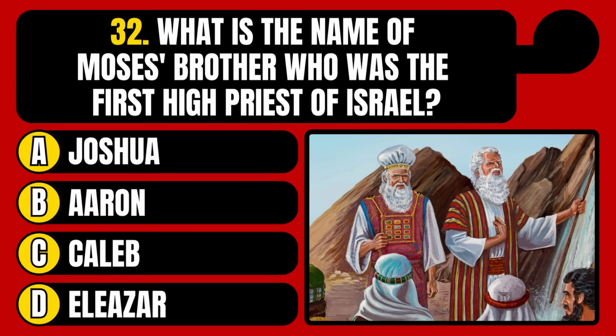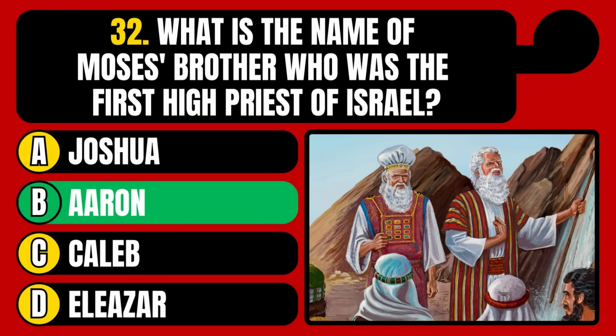What is the name of Moses' brother who was the first high priest of Israel? Joshua, Aaron, Caleb, or Eleazar? The correct answer is option B, Aaron.